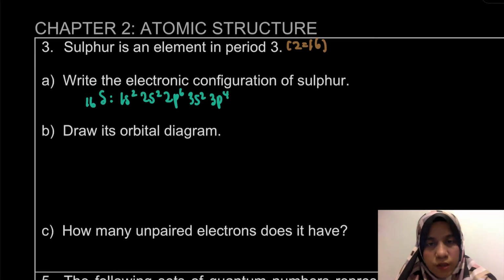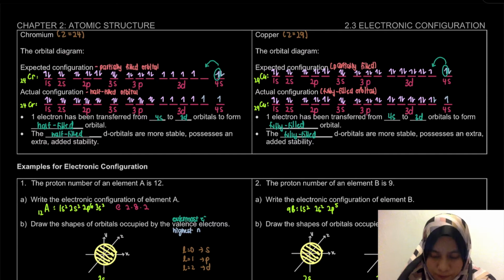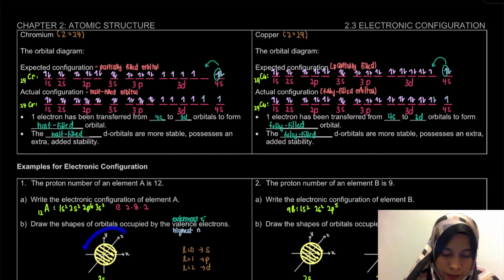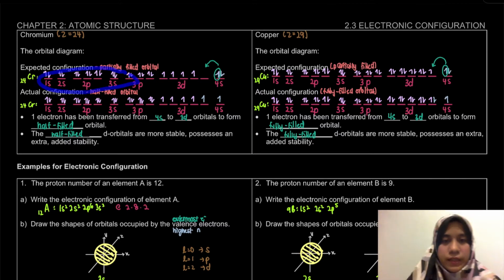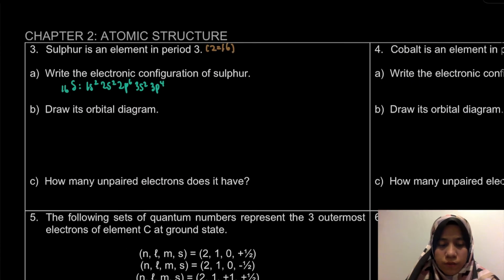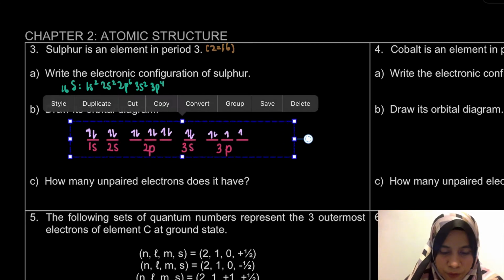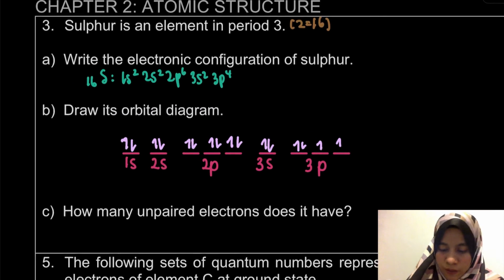Next, the question asks, draw its orbital diagram. Okay, so orbital shape is this part, and this is what we call orbital shape. Which is the orbital diagram? The one like this. Okay, so here we can draw it at the start. So this is actually our sulfur, 16 S.